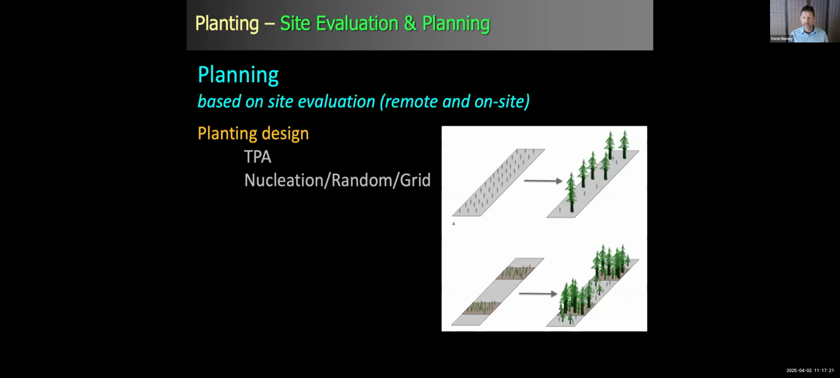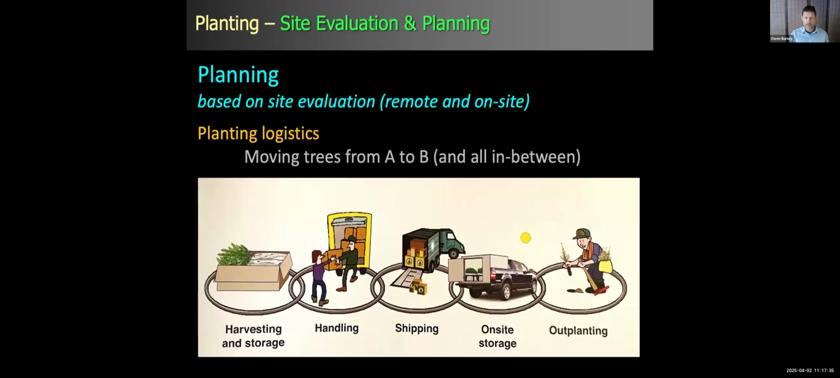The planting design. So what is the density at which you're going to plant the trees per acre? How are those trees going to be oriented across the landscape? Is this in a nucleation fashion, random or variable, or gridded? And then I think it's important to figure out your planting logistics, how we're going to move our trees from A to B and everything in between. And I'm going to go into more detail on this a bit later on too.